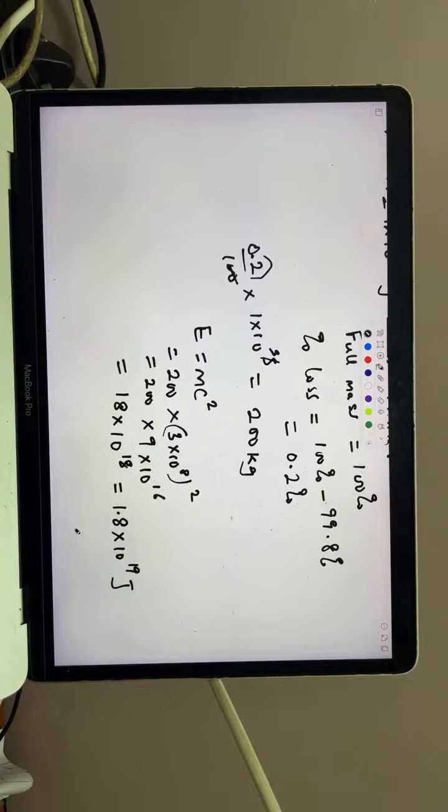So that is how you find it. Anytime you have a radioactive process, you always employ Einstein's energy equation. You always use Einstein's energy equation.